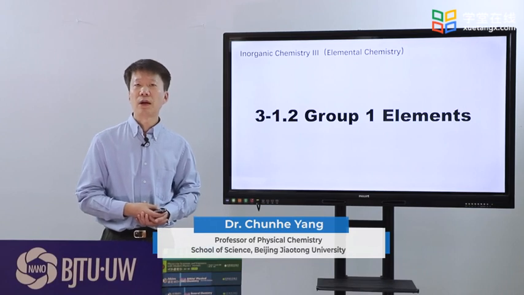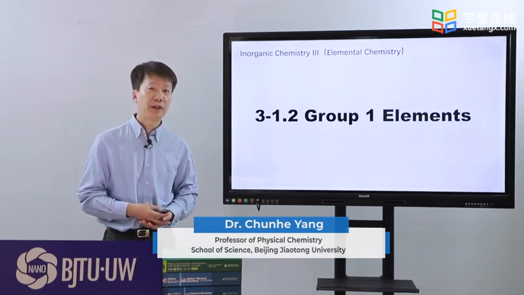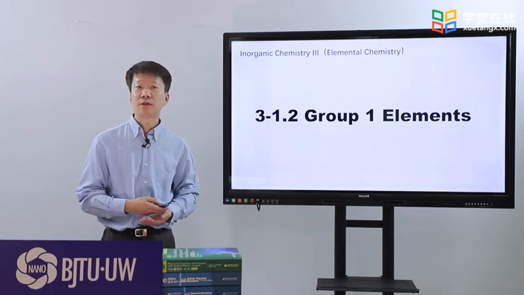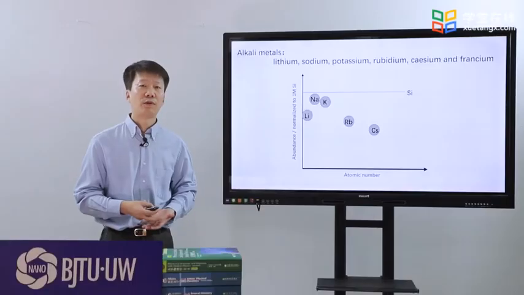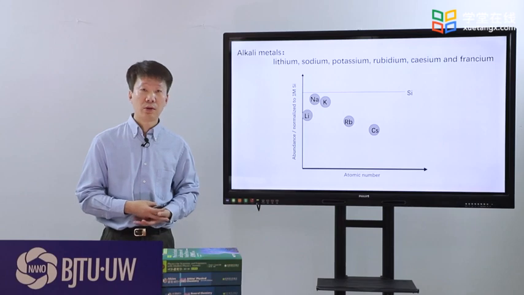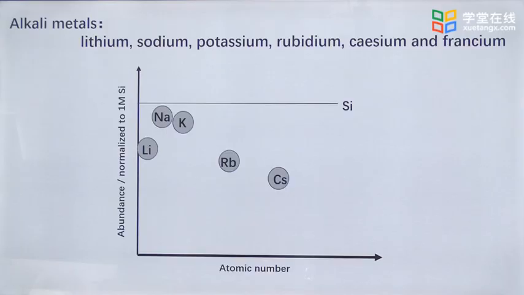Group 1 members are lithium, sodium, potassium, rubidium, cesium, and francium. Group 1 elements are metals, called alkali metals. The abundance, normalized to 1 million silicon atoms, of the Group 1 elements on Earth is shown here. Sodium and potassium are very abundant on Earth.